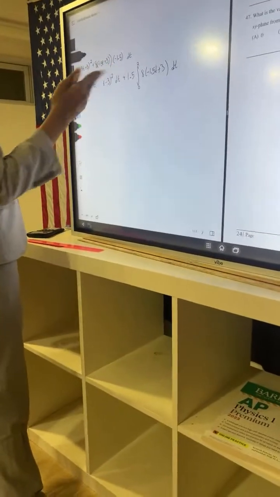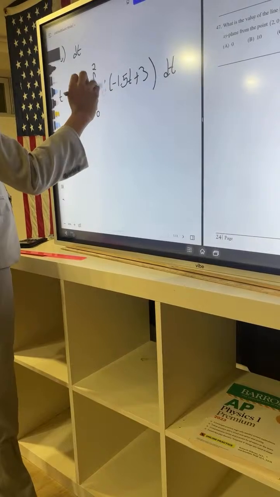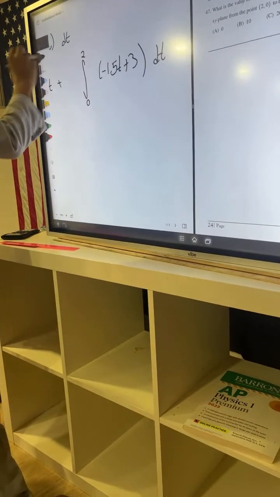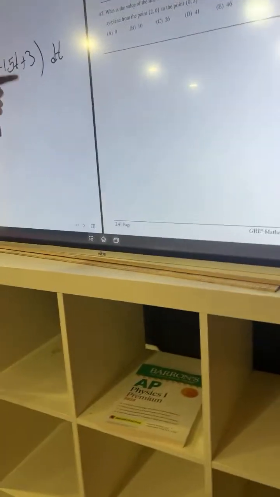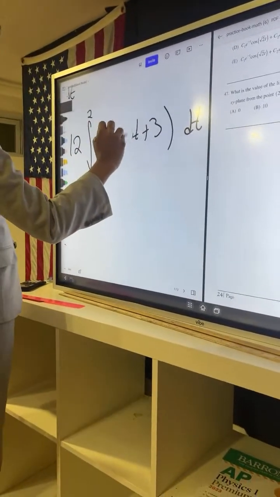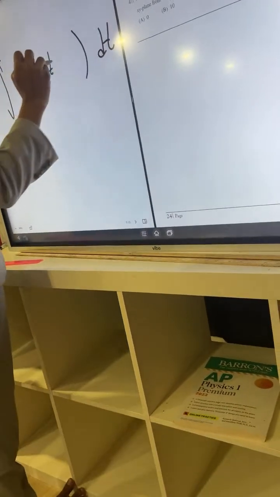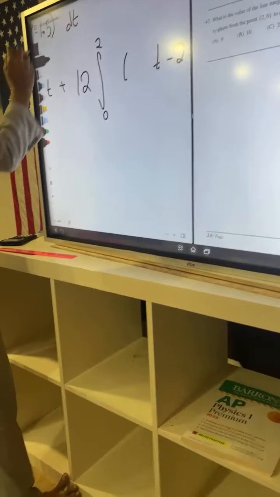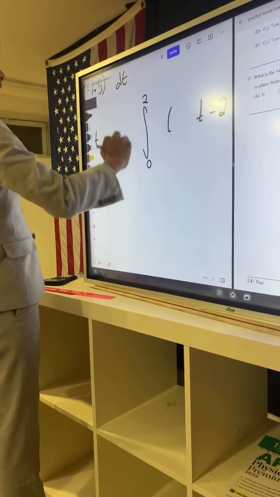So what about here? Well, once again, we can take out the 8 over here. That gives 1.5 times 8 is 12. And then we can take off the negative 1.5 here. And negative 1.5 times 12 is negative 18.